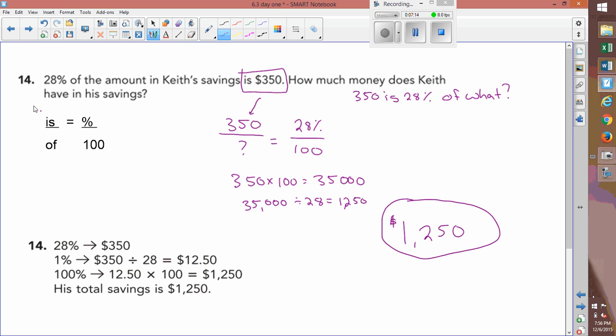28% of the amount of Keith's savings is $350. Again, that's not your whole, that's your part. So that's going to go on top. How much does Keith have in his savings? Well, once you get it set up, it's easy. Crisscross divide, and you end up with 1,250. The big thing is making sure that you have that 350 as your numerator. Because the is right there, plug it into the is section, and that's going to help you out.